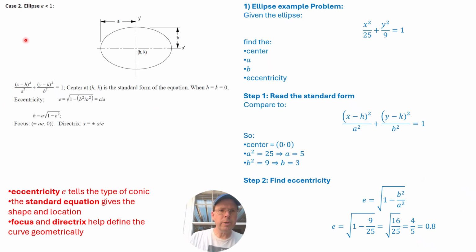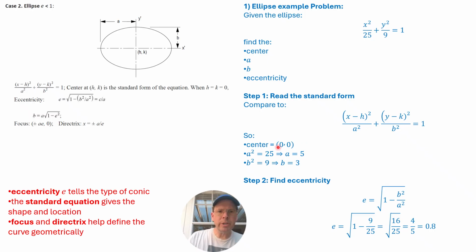Okay, then we get to the case 2 example that's in that form of the book, where the ellipse e is less than 1. So let's go ahead and jump to an example given this ellipse: x squared over 25 plus y squared over 9 equals 1. We're going to find the center, a and b, and eccentricity. So the standard form of the equation they give you right here, just go ahead and write that out.